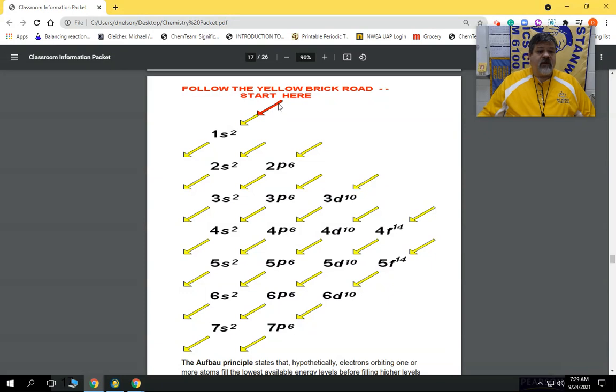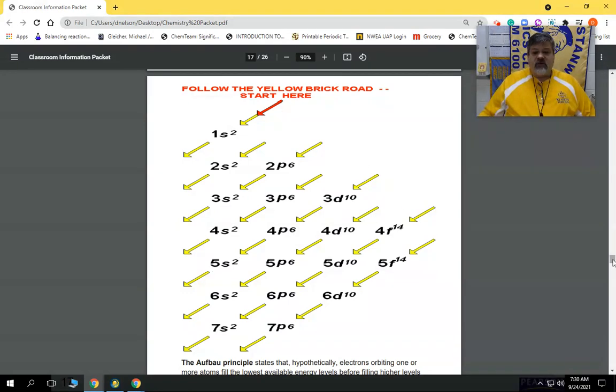Notice that with the arrow, we're going to start here, and we're going to go down, and we will fill 1s first, both 1 and 2. Then we're going to come back up, and we're going to go down and fill 2s2. Okay, 2s, both. Then we're going to go back here and fill 2p6. Then we're going to go to 3s2, and notice we're going right back up here, and we're down 3p6, 4s2, 3d10, 4p6, 5s2, and so on as we go all the way through it.